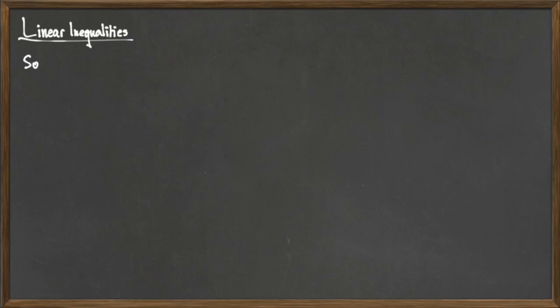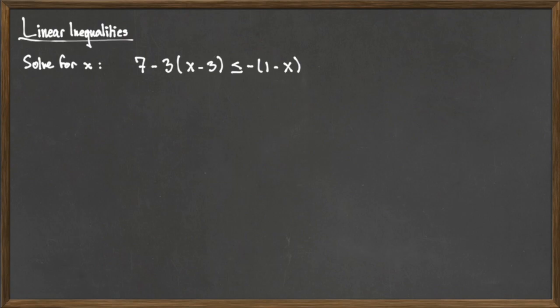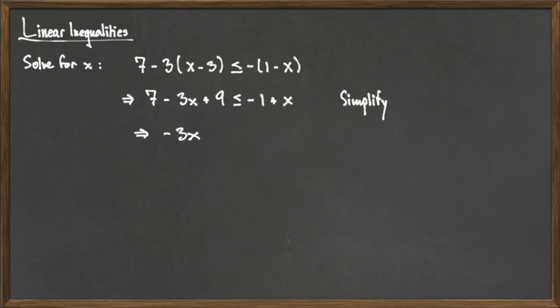For our first example, we're going to solve the following inequality for x. 7 minus 3 times (x minus 3) is less than or equal to -1 minus x. As I've said before, we get to carry over a lot of techniques from the previous sections about linear equations. I'm going to start simply by simplifying the left and right hand sides.